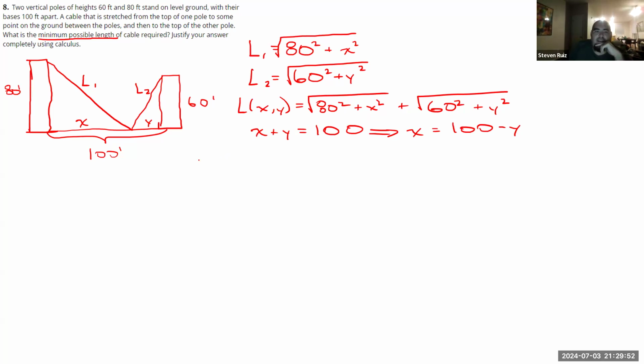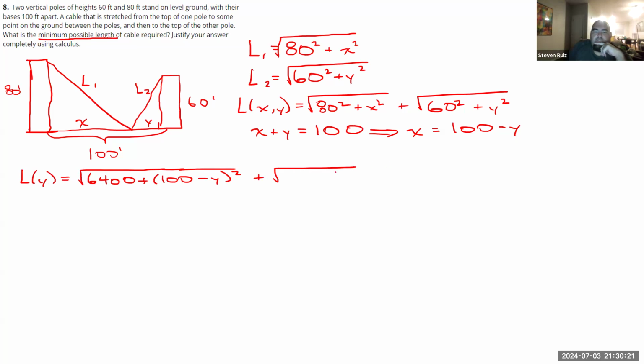What does that help me to do with my function? Now my length is going to be a function in y only. So length as a function of y only is going to be the square root of 80 squared. Let's stop here at 80 squared. 80 squared is 6,400, plus 100 minus y squared, plus the square root of 60 squared, which is 3,600, plus y squared.